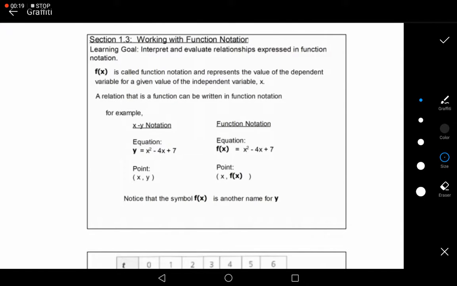So function notation is essentially the same thing as your regular equation, except you're replacing that y with the f of x, which means that your point (x, y) changes to (x, f of x). So it's simply just another name for y. So in the last lesson, we didn't really look at why we need to use this notation, what it helps us with. So that's basically what we're going to do in this quick little lesson here.